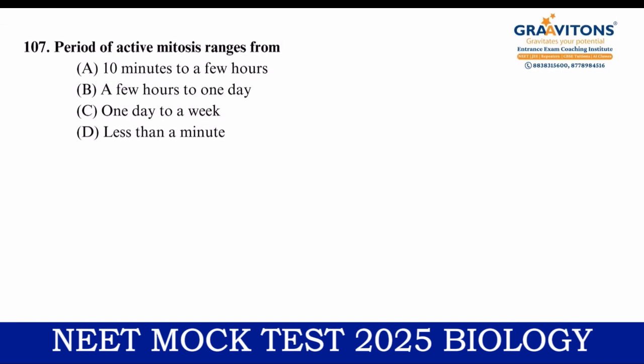Next question. Period of active mitosis ranges from. This varies from cell to cell, and depending upon the species also, the actual division phase will vary. So they are asking for only the ranges. The answer for this will be 10 minutes to a few hours. Most of the time will be taken by interphase.